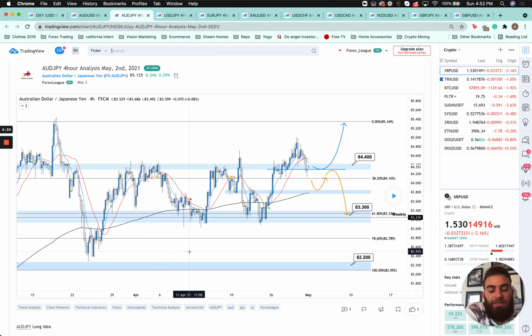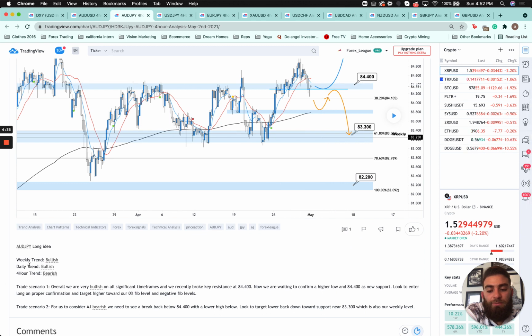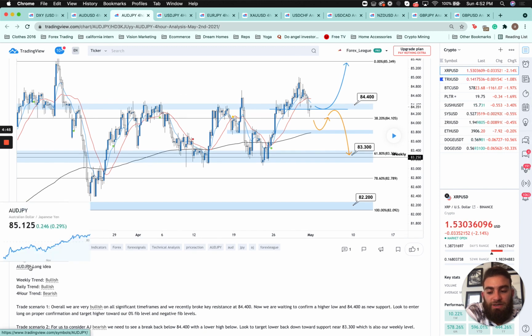Next, let's look at AUD JPY. We can see our two scenarios mapped out. We were bullish on the weekly trend, daily trend bullish, and 4-hour trend bearish. Trade scenario 1, overall we were very bullish on all significant time frames, and we recently broke key resistance at 84.400. Now we are waiting to confirm a higher low and 84.400 as a new support.